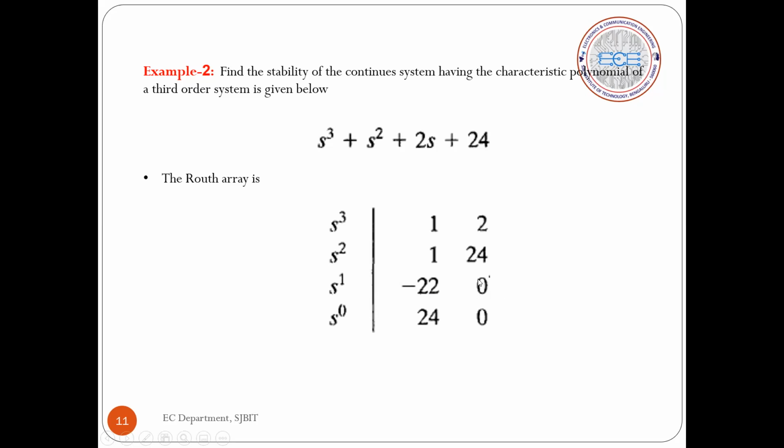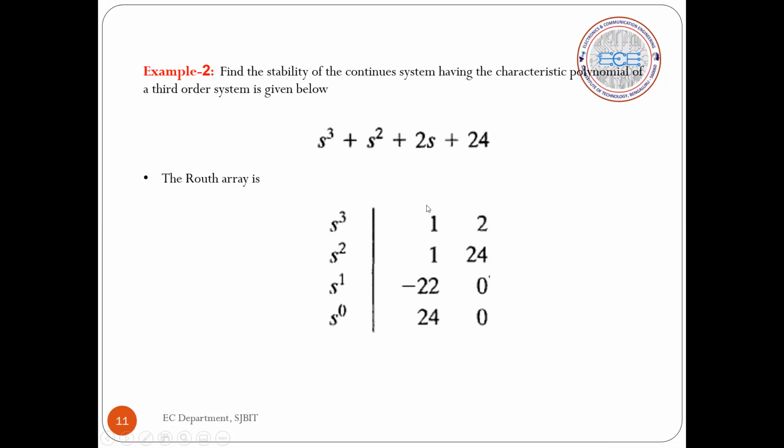So how to compute this element? Again I have to consider the first two elements of this column, and here there is no element, so I have 0. So how to compute the s power 0 first element? It is minus 22 into 24 minus 1 into 0, divided by minus 22. If I do that, I'll be getting 24 as the answer.